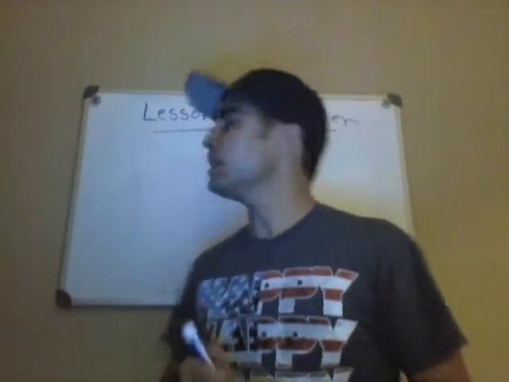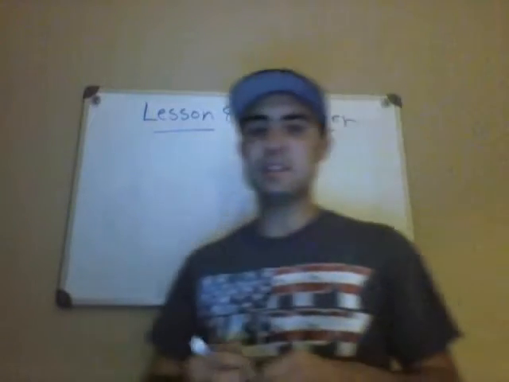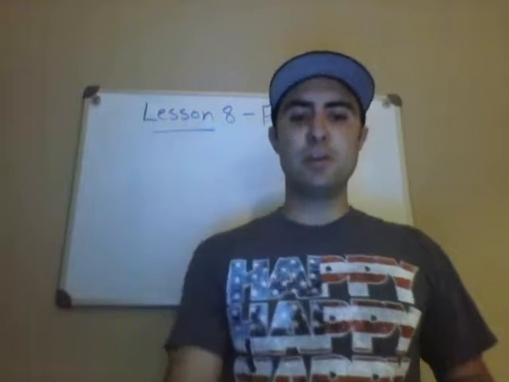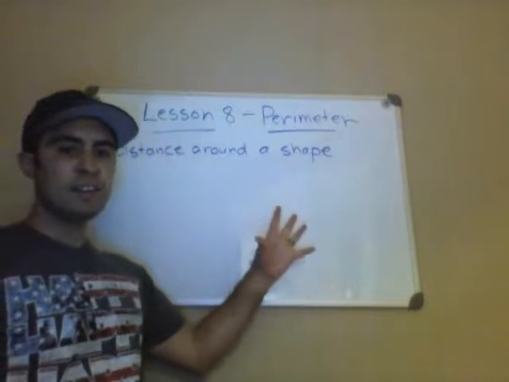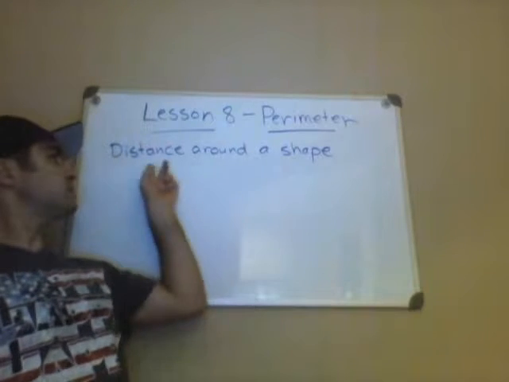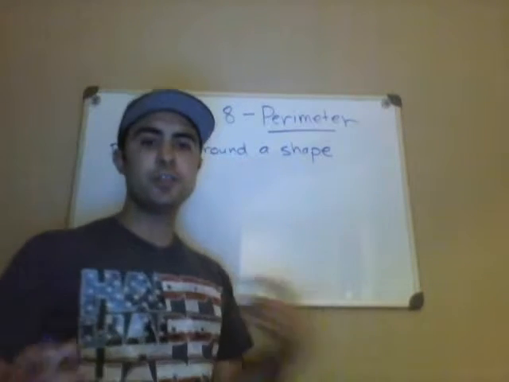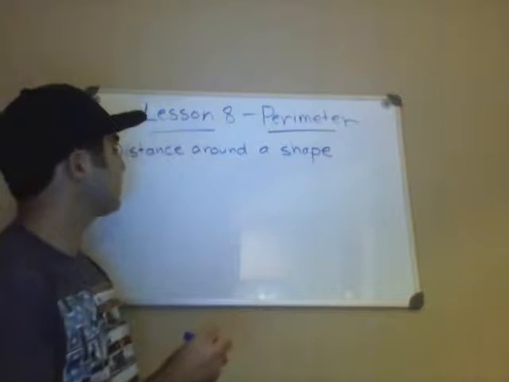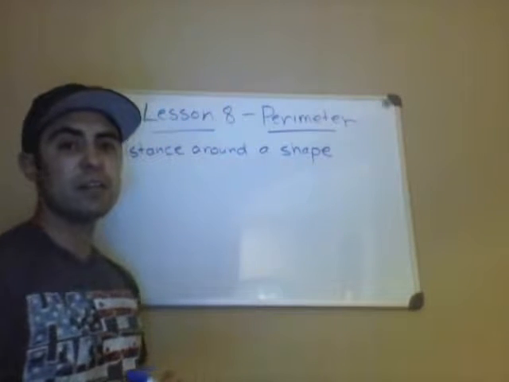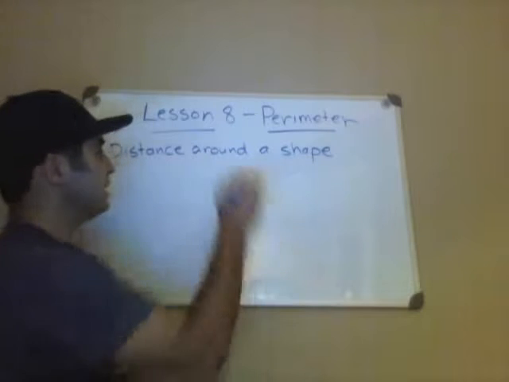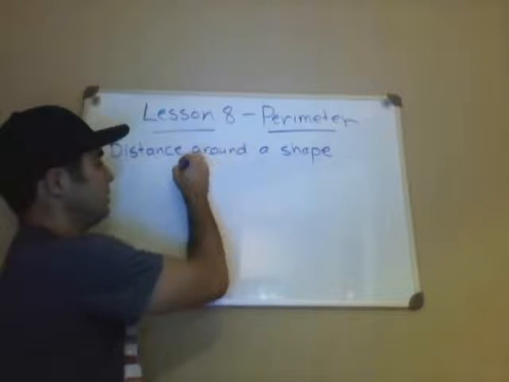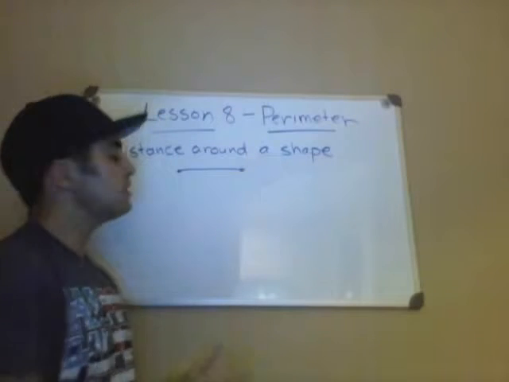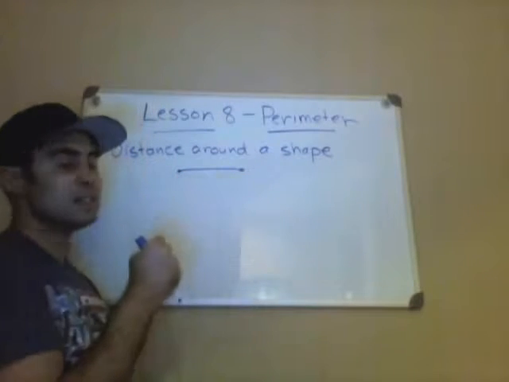We're going to do lesson 8, perimeter. Perimeter is simply the distance around an object. Distance around a shape. So make sure you remember that. Last lesson, lesson number 7, I think it was, we talked about length. A line segment has 2 endpoints, and we learned how to measure that distance.